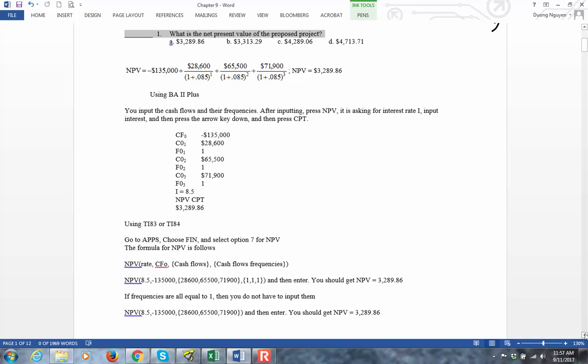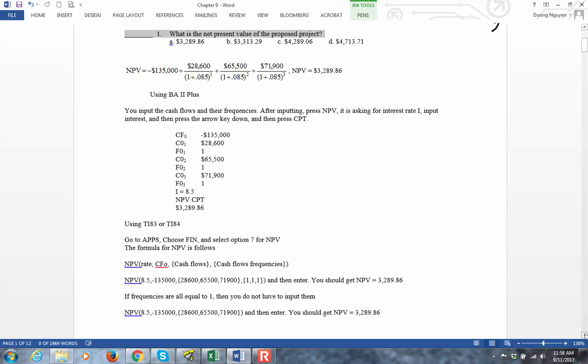28,600, 65,500, 71,900. They are the cash flows for year 1, year 2 and year 3. And close curly bracket, comma, open another curly bracket for the cash flow frequencies. So 1, 1, 1 are the frequencies for all these cash flows. And then press enter. So you should get NPV equal to the same answer we had before, 3,289.86.